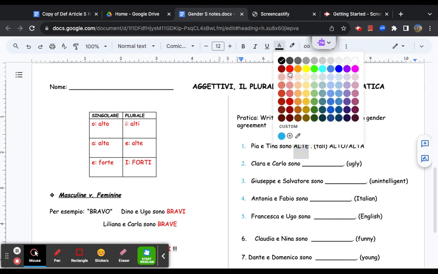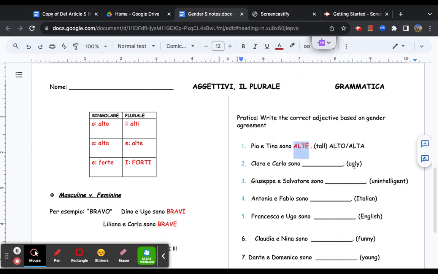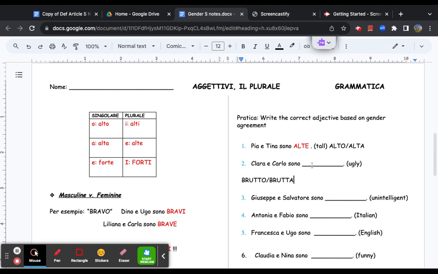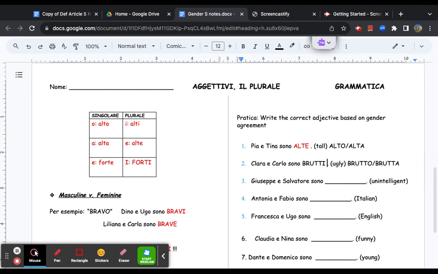Okay. Here, next one, ugly. If we first look at our adjectivi vocab list, we have the word for ugly as brutto, brutta. Now we're talking about two people, Clara, Carlo, female and male. No matter what, here in this example, the same rule applies. You have one male, so that means it automatically has to go to masculine plural. So that becomes brutti, okay?